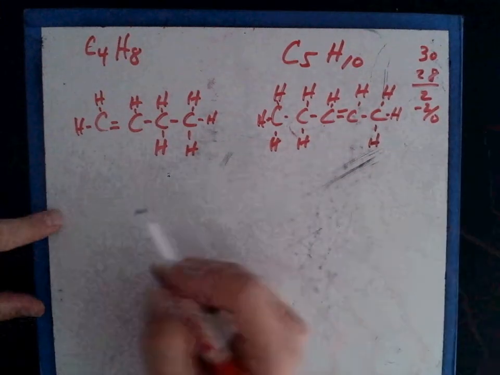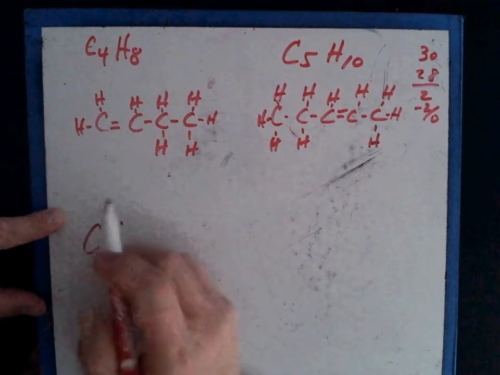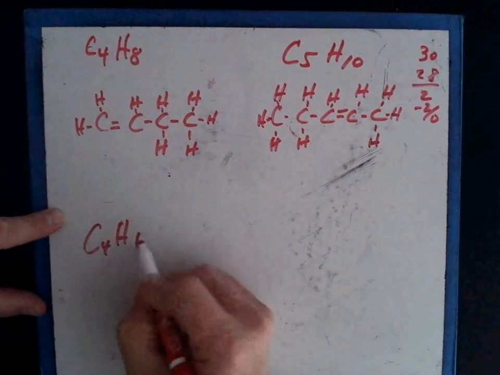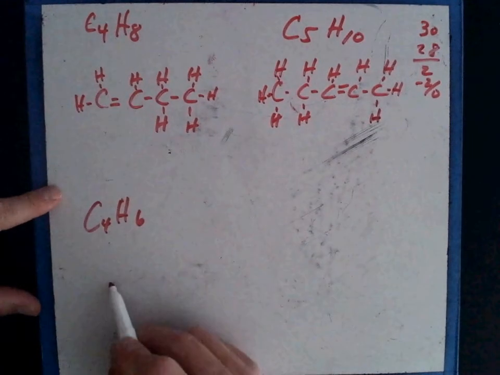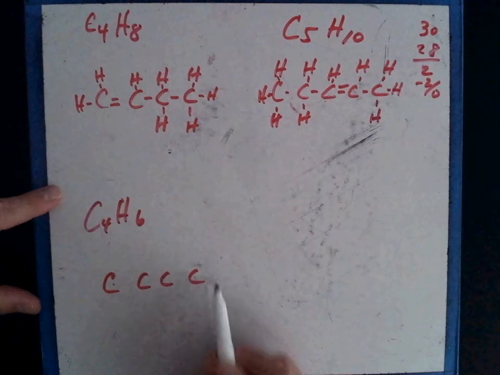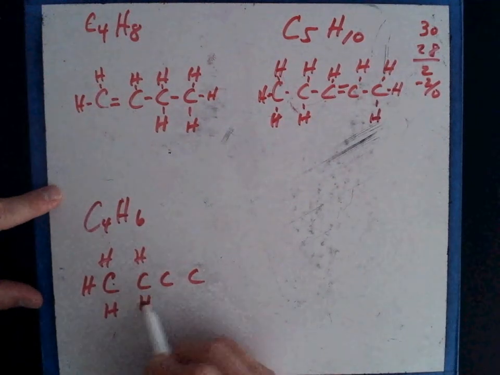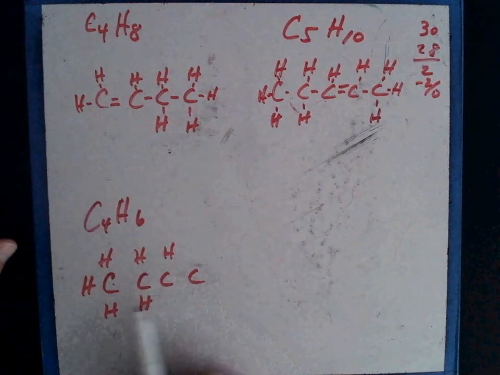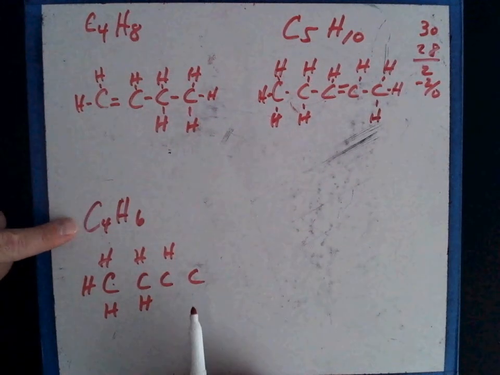So how do you get a triple bond in one of these? Let's do this. Let's do C4H6. This one's going to have a triple bond, and I'll show you why. 4 carbons, 1, 2, 3, 4. 6 hydrogens, 1, 2, 3, 4, 5, 6. Wow, you can tell there's not near enough. But that's what the formula says, so we draw it.